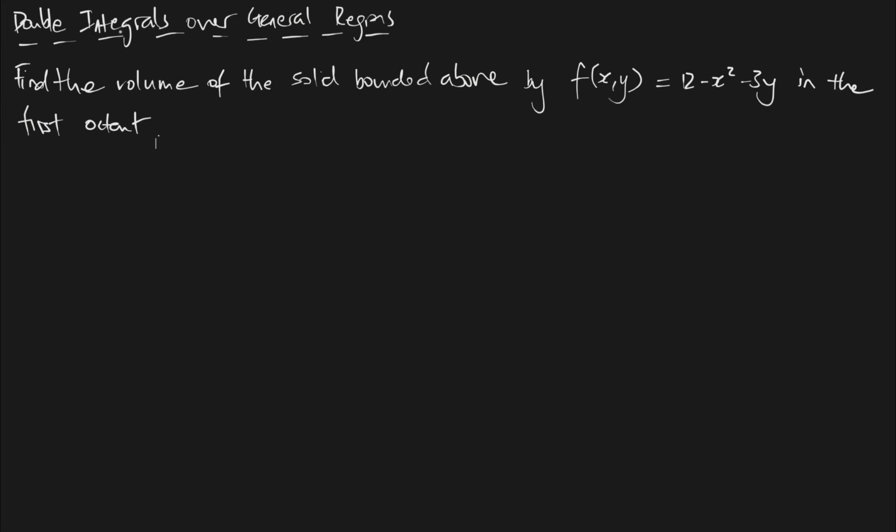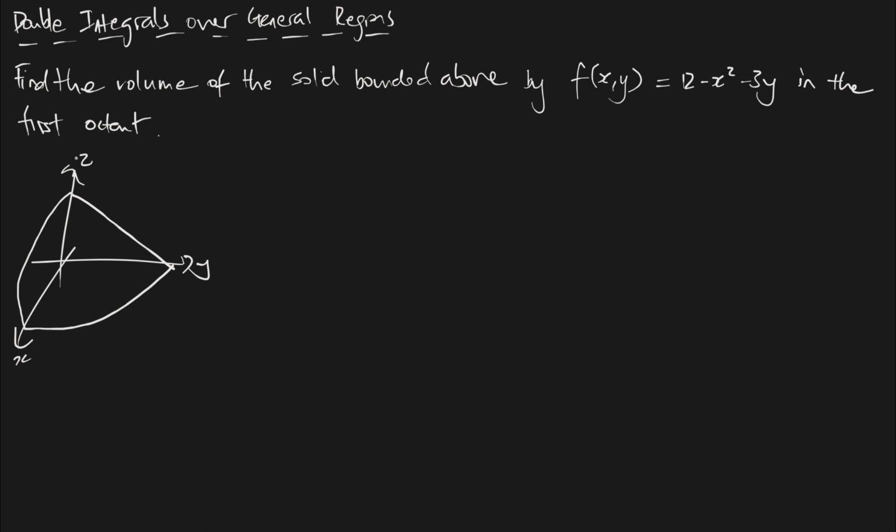We need to find the volume of the solid bounded above by f of xy equals 12 minus x squared minus 3y in the first octant. So I think the first thing to do here is go ahead and draw it graphically. So here's our axis. It's going to be parabolic in the x direction, straight line in the y direction, and also parabolic in the xy plane. So this is what that looks like in the first octant.